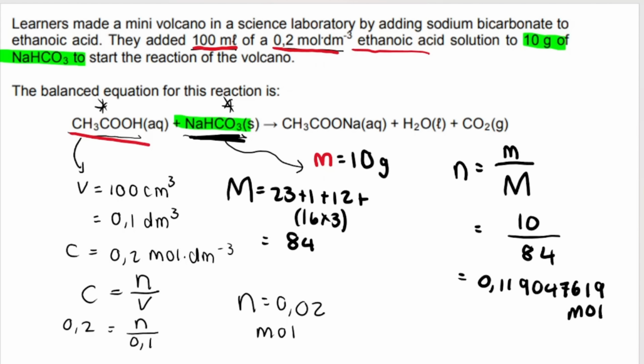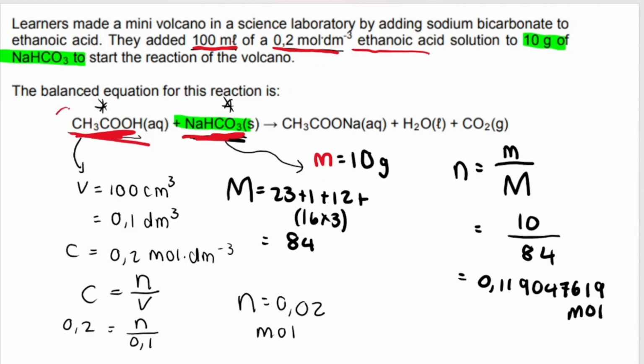But what we're going to have to do now is think about these mole answers that we have, and we need to compare them. Now, the rule is you can't compare moles to moles directly. You have to consider the mole ratio. So what I mean by that is you need to look at the two reactants that you just calculated, the acid and sodium bicarbonate, and consider their mole ratio.